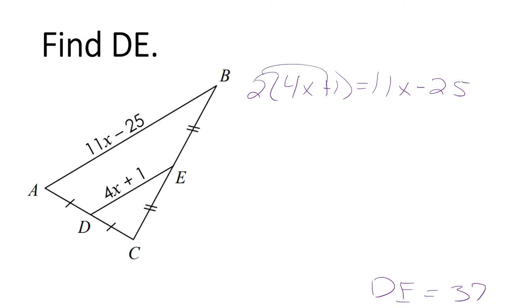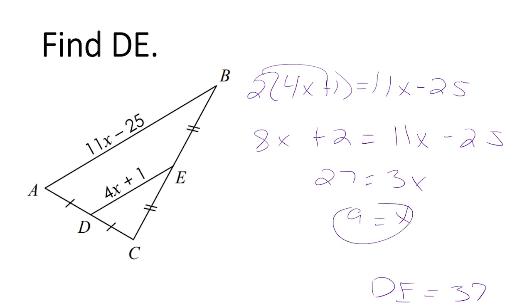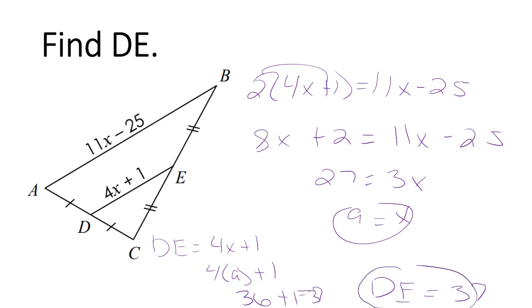Then of course just using those algebra skills to solve this problem. Combining our like terms and dividing by 3. So x is 9. Then plugging that into DE. So DE is 4x plus 1. So 4 times 9 plus 1. That would be 36 plus 1, which will give us that 37 for DE. So hopefully you got it correct.